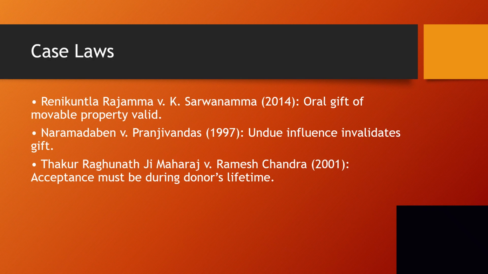Secondly, there is the case of Narmada Ben versus Pranjivandas. It is a 1997 judgment stating that undue influence will invalidate a gift. If a gift is encroached upon with undue influence, pressure, force, in that case, it will render the gift invalid.